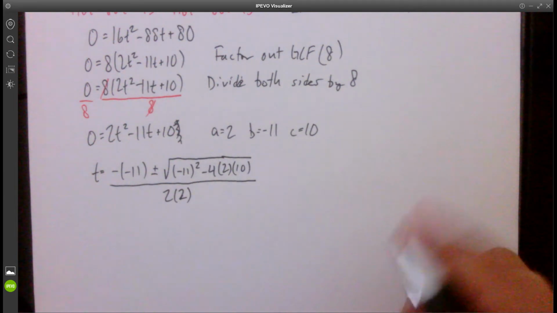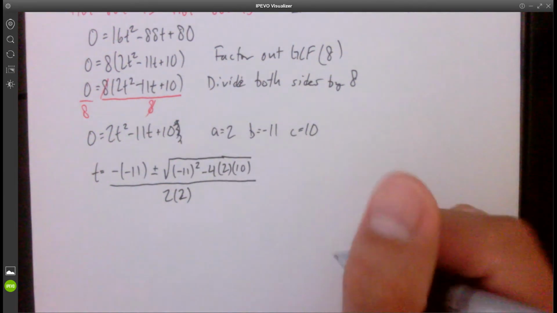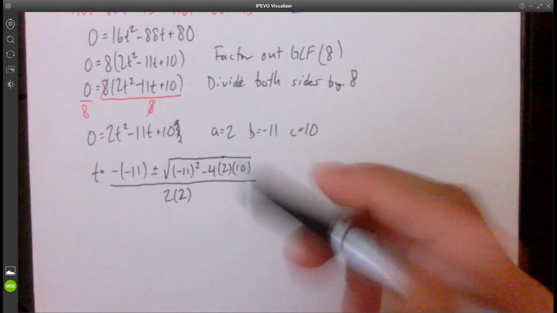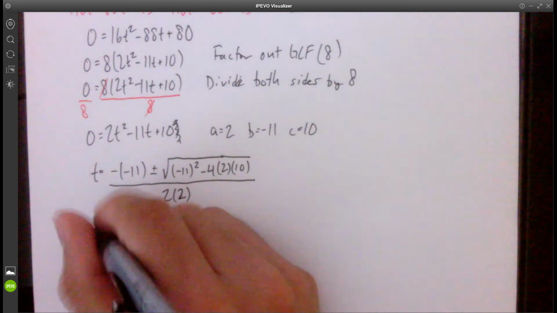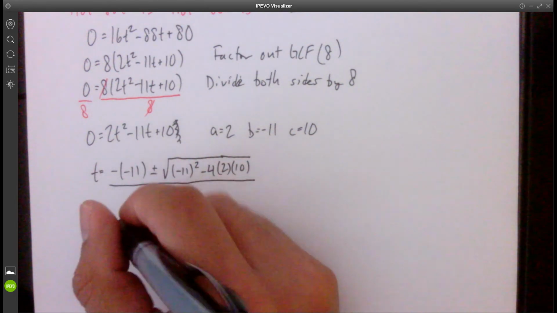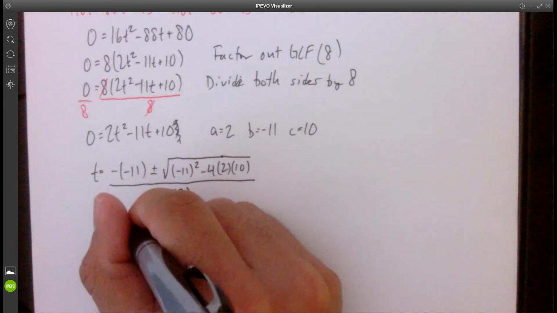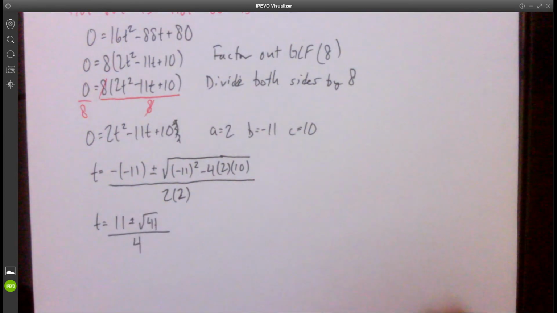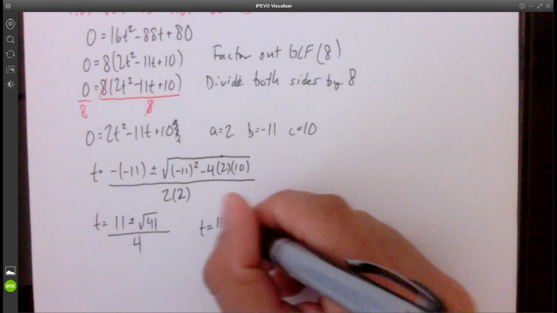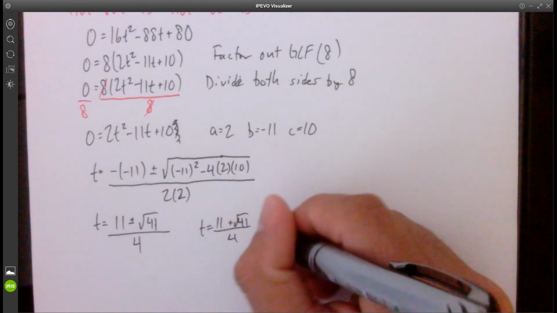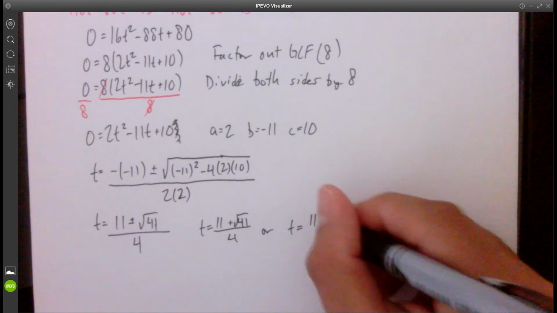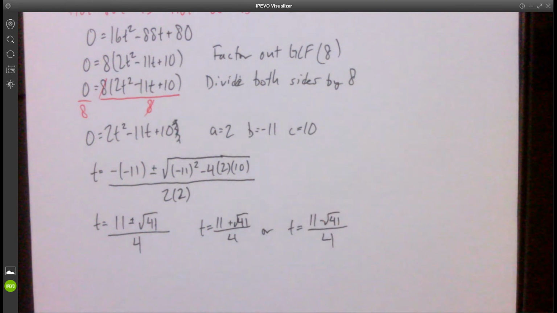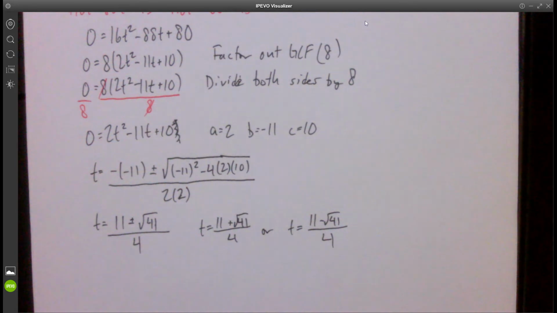Okay, and after you simplify the discriminant, this is the discriminant right in here, we get that t is equal to 11 plus or minus the square root of 41 all over 4. So t is equal to 11 plus root 41 over 4, or t is equal to 11 minus root 41 over 4.